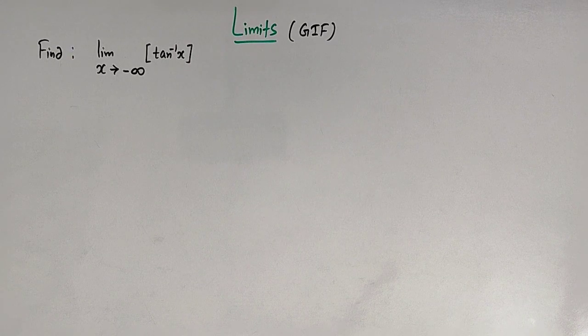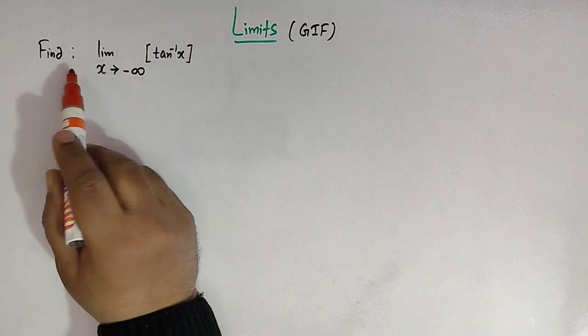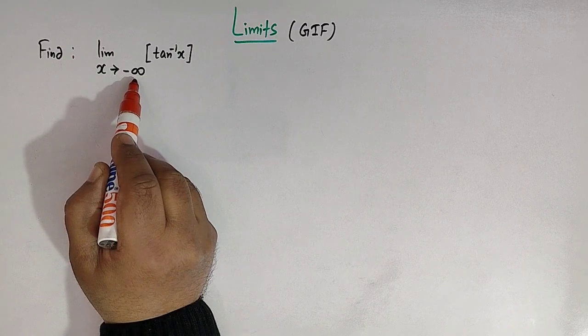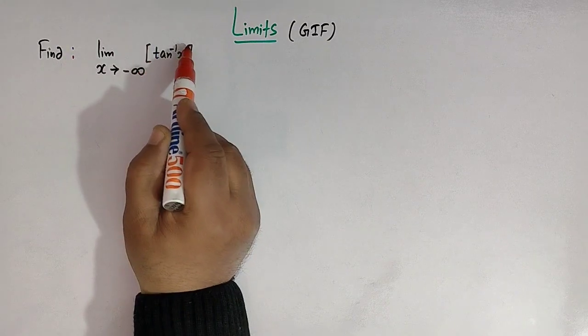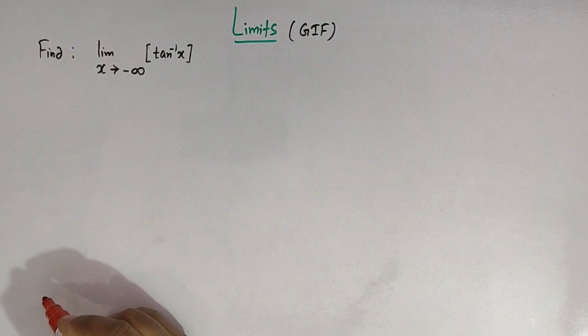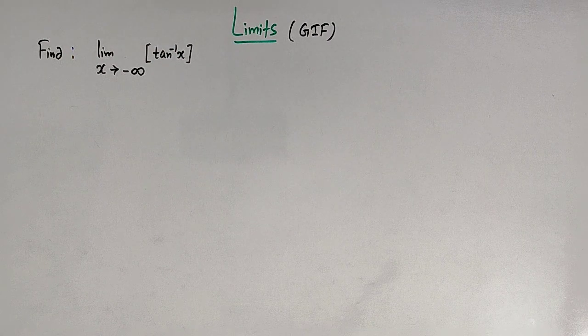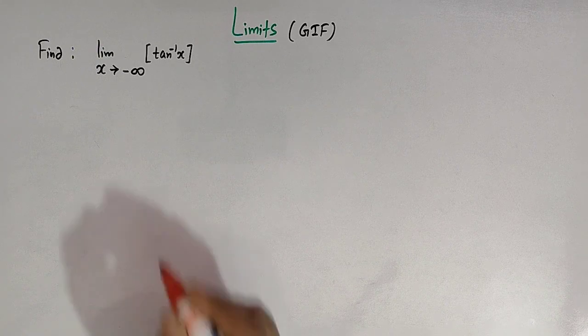Hello viewers, in today's class we are going to discuss yet another important and conceptual problem from limits involving the greatest integer function. Here we are going to solve this limit, that is limit x tends to minus infinity of the greatest integer of tan inverse x. We'll solve this limit by using the method of substitution.